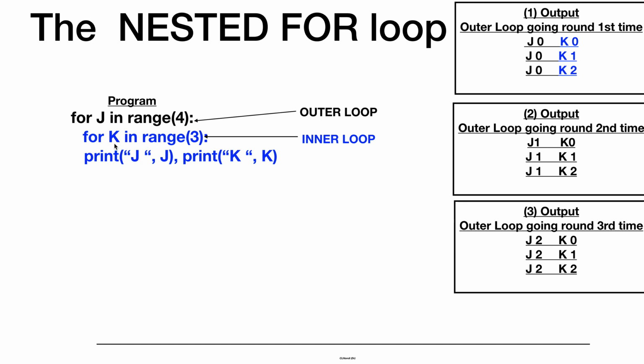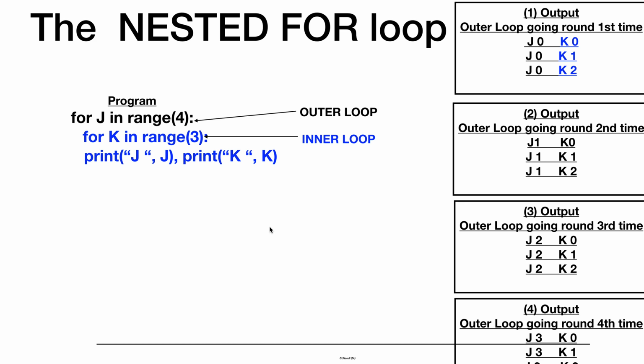The next value of k is 1. So if you get print jj, print kk, you get j, which has retained its value of 2, and then k, which is 1. You go around the inner loop again, j, which is 2, and k, which is 2.